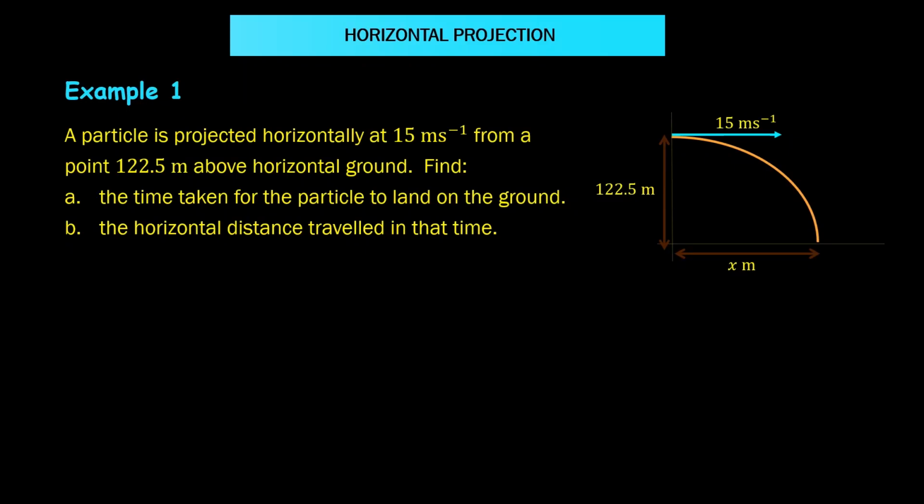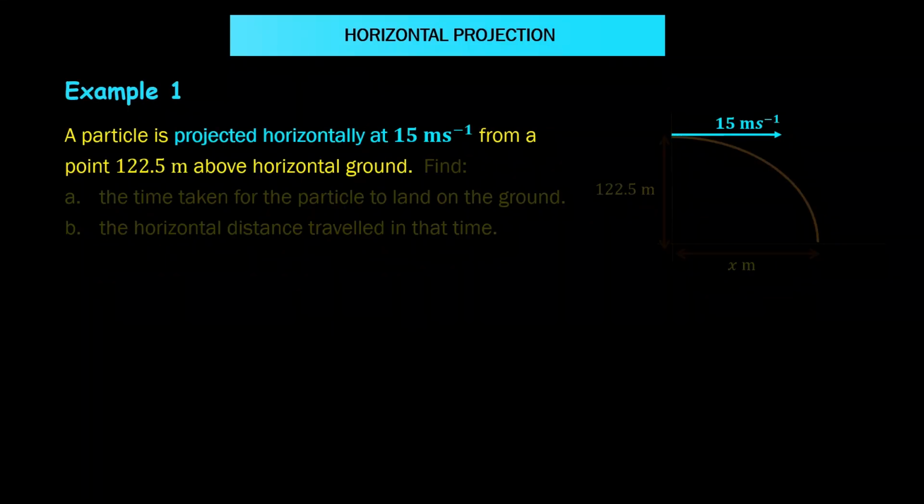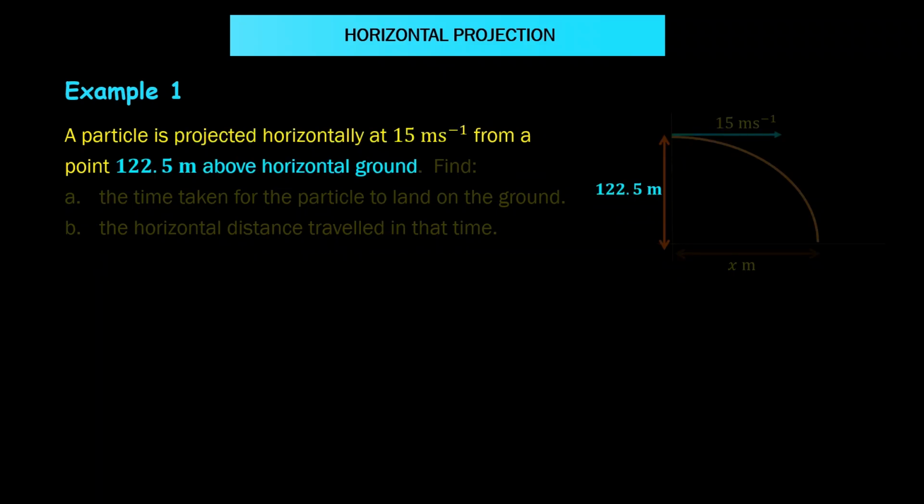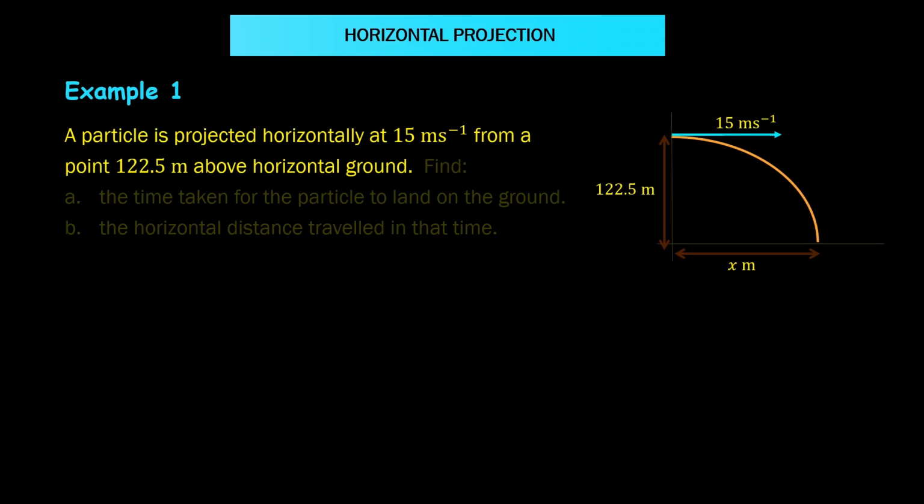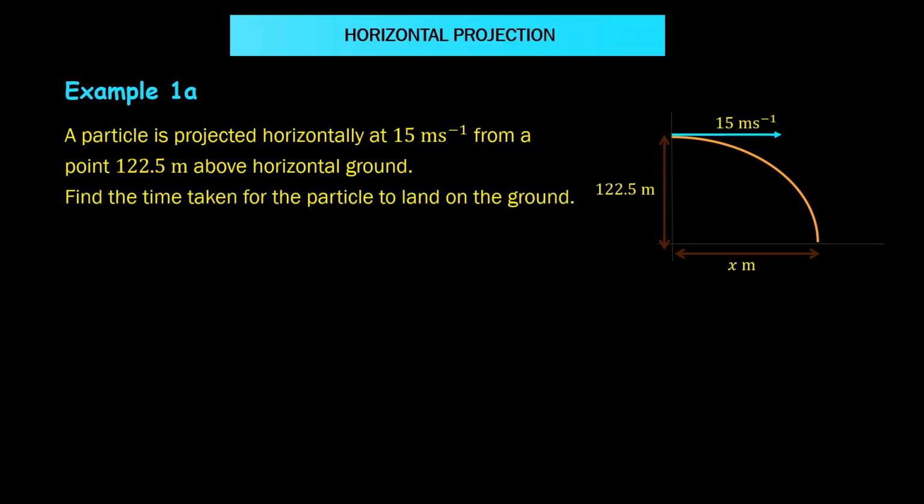So let's solve this. First, we're going to begin by drawing a diagram. Here's the particle being projected horizontally at 15 meters per second. Here's the distance denoted, 122.5 meters above horizontal ground. And for part A, we are required to find the time taken for the particle to land on the ground.